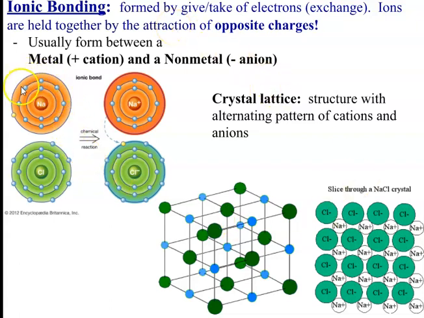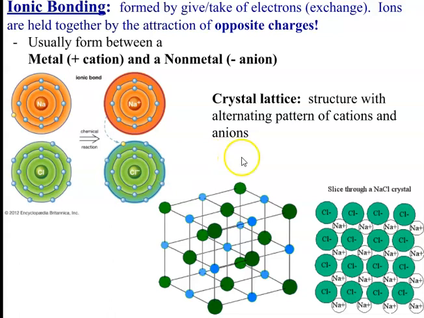For example, I have a sodium atom here with one valence electron that's going to form an ionic bond with a chloride ion here with 7 valence electrons. The sodium is going to give its one valence electron to the chloride ion. The sodium would then have a +1 charge. The chloride would then have a -1 charge, and they'd be held together by the attraction of those opposite charges.